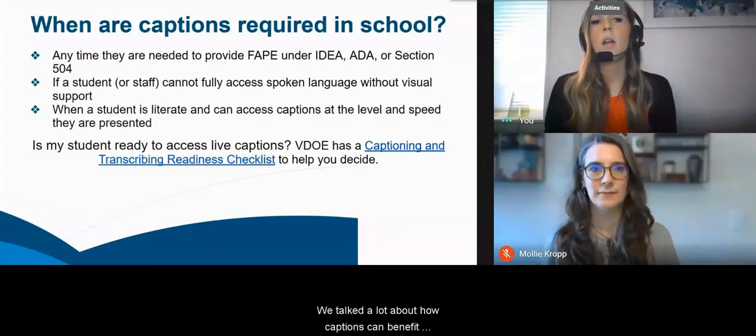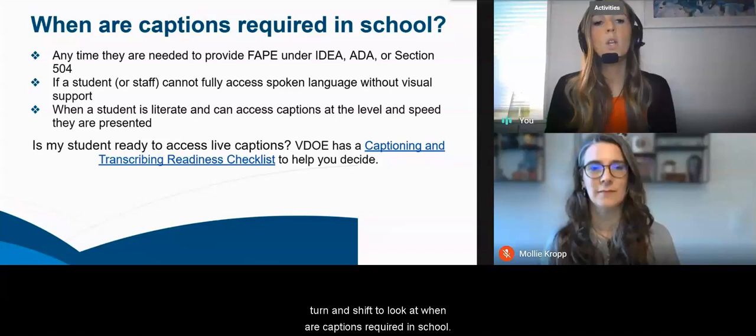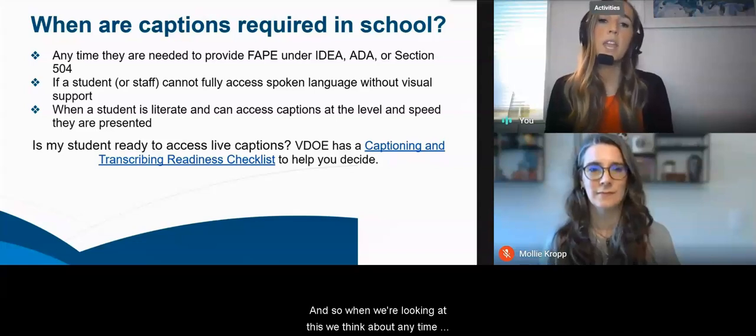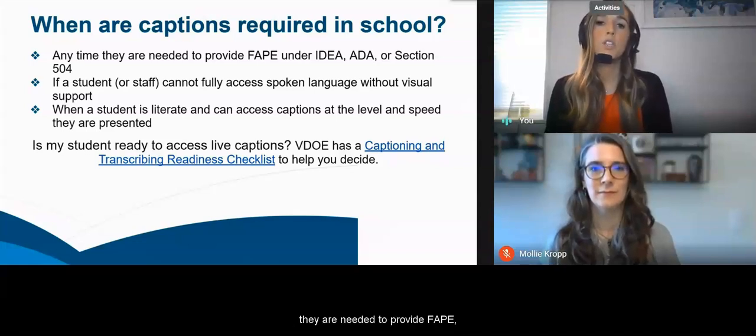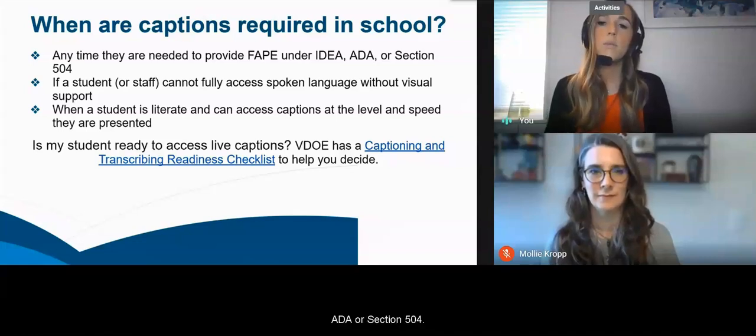So we talked a lot about how captions can benefit everyone. Now we really are going to turn and shift to look at when captions are required in school. When we're looking at this, we think about anytime they're needed to provide FAPE, free appropriate public education under IDEA, ADA, or Section 504.